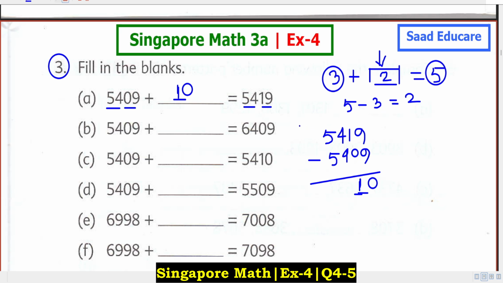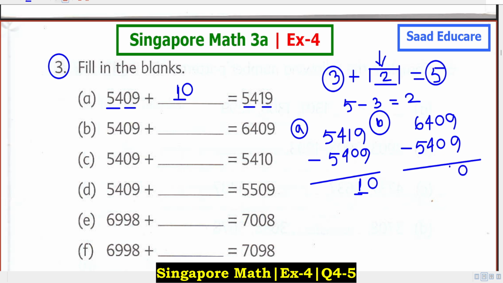Question B, also the same thing. This one is question A. This one is question B. 6409 minus 5409. We have to find out the value. So 9 minus 9, it will be 0. 0 minus 0, it will be 0. 4 minus 4, it will be 0. And 6 minus 5, it will be 1. So we can say our answer will be 1, 0, 0, 0.